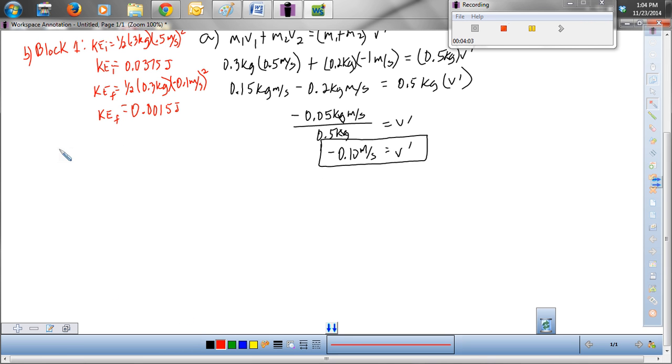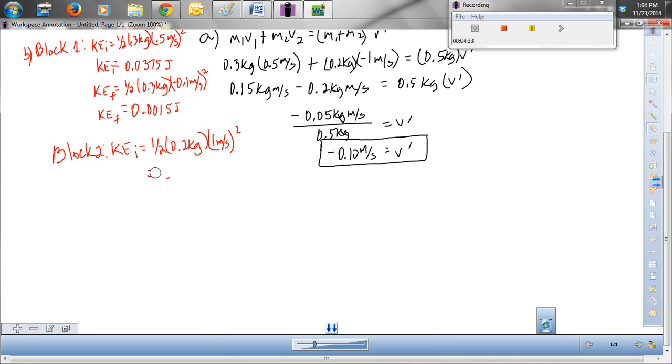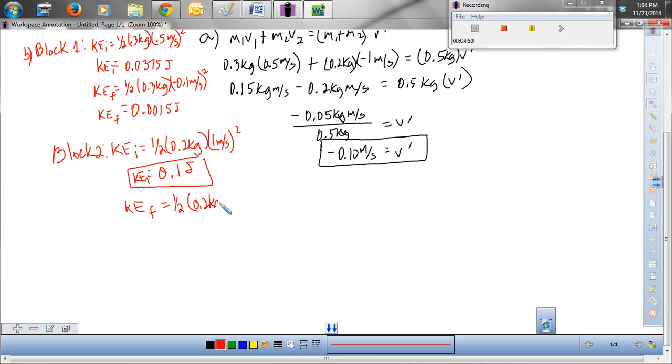Now I want to do block 2. KE initial is 1/2. M is 0.2. V squared, let me go back and check that, 1 meter per second. So 1/2 of 0.2 is 0.1. So 0.1 times 1 squared is just 0.1. So the KE initial was 0.1 joules for block 2. And then final KE, 1/2. M is still 0.2 kilograms. And the speed is negative 0.1. Don't forget to square that, so I get 0.01. 0.01 times 0.2 is 0.002. Half of 0.002 is 0.001.